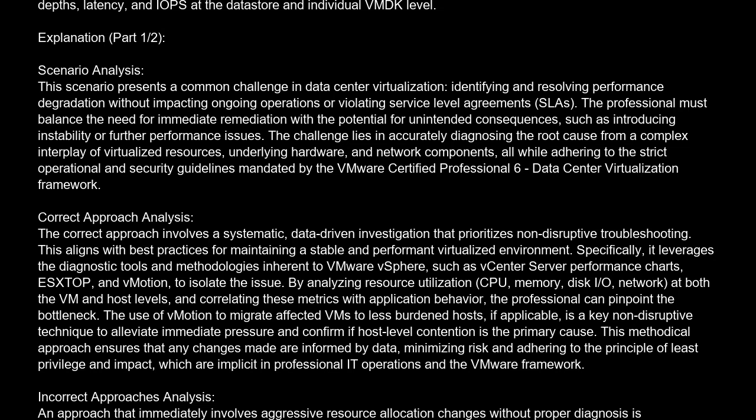The correct answer is A. Analyze the storage performance metrics for the data stores hosting the affected virtual machines, examining disk queue depths, latency, and IOPS at the data store and individual VMDK level.